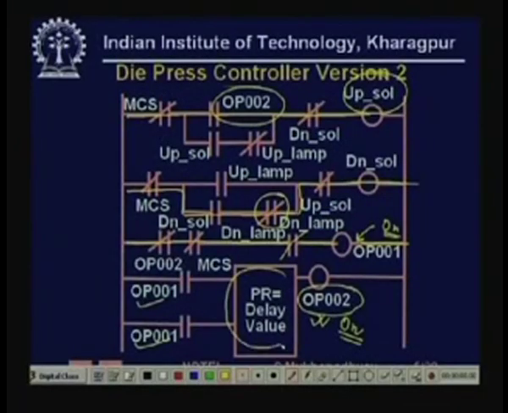So, what we have demonstrated is that we have put a timer rung and now there is a time delay, which can be set by the value of the preset register that we set here, between the down lamp coming on and the up solenoid coming on. That is what we have achieved.